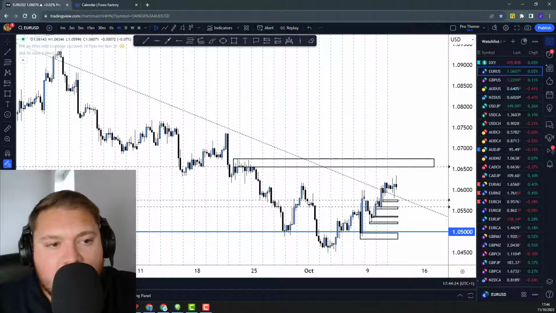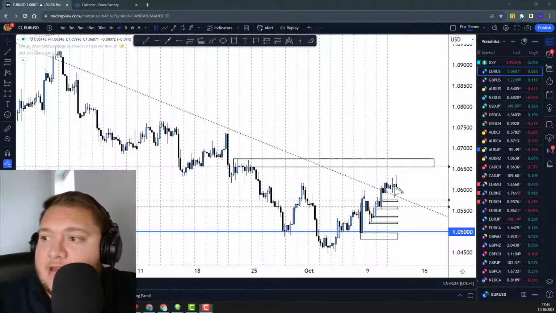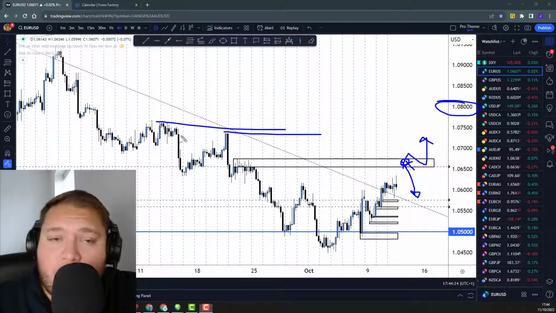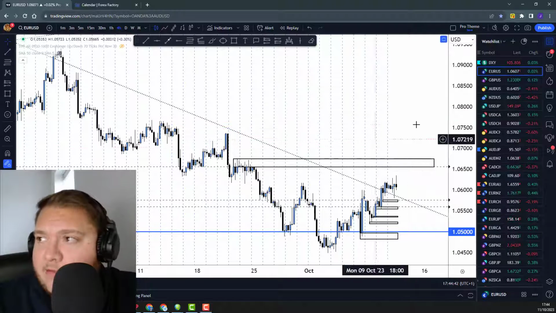Obviously, if the US dollar does begin to weaken, then the next target for euro US dollar is this 1.0650. A hold here could bring prices back down, but a break above it could see prices go and target the 1.0775s or even higher, maybe even towards the 1.08. So hopefully that makes sense.